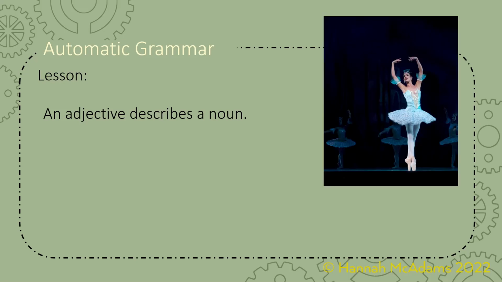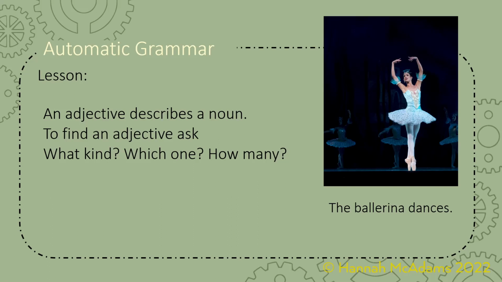Okay, so let's go back to this ballerina picture. We did the ballerina dances. So the first thing we need to do is find the noun, and then we need to ask some questions. To find an adjective, ask what kind, which one, or how many. We want to describe that noun. So what is the noun in this sentence? The ballerina dances. Remember, a noun is a person, place, or thing. Right, so ballerina is the noun.